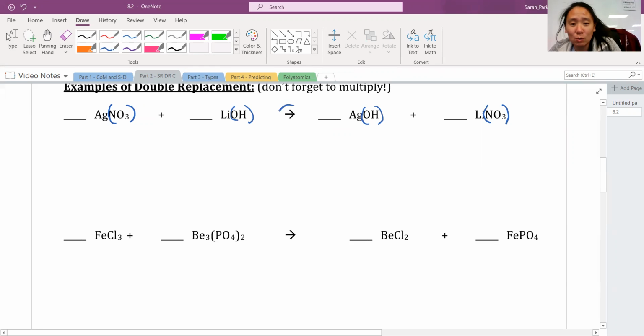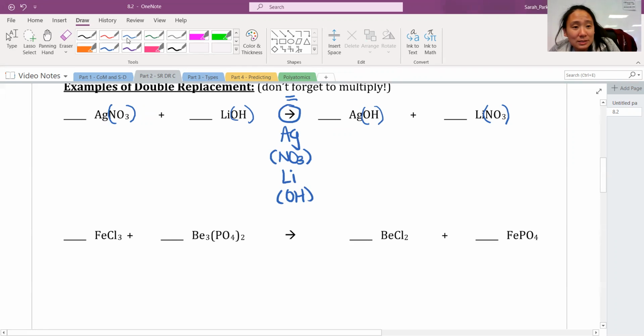So if you were to show your work under this arrow here, remember it's like your equal sign. I have a silver, Ag. I have the polyatomic NO3. I have lithium, and I also have the polyatomic OH, hydroxide. So I'm going to do a quick count.